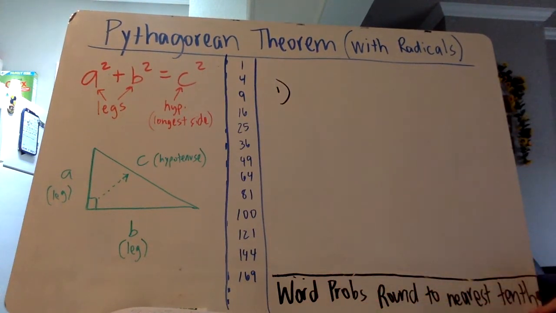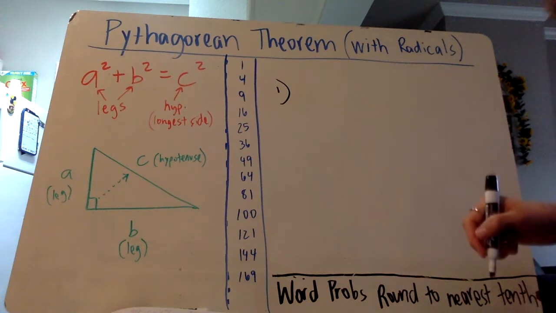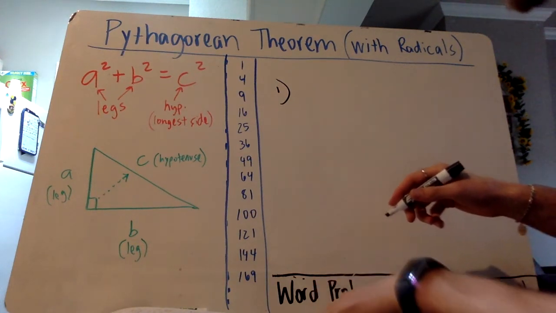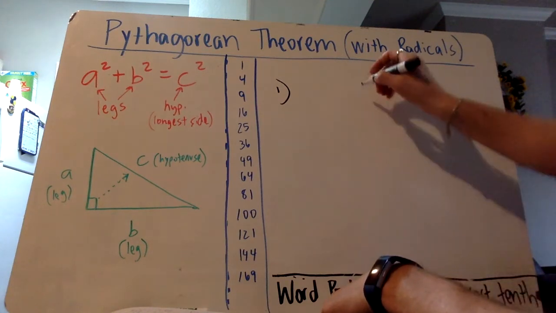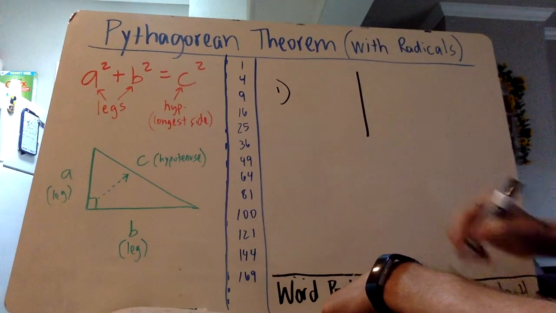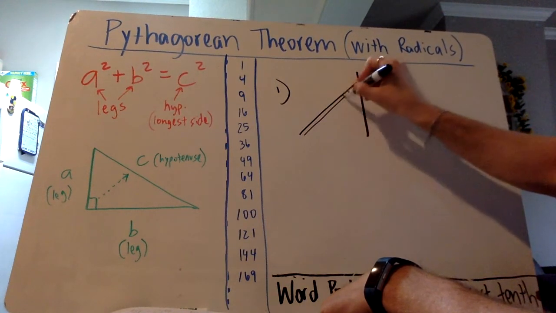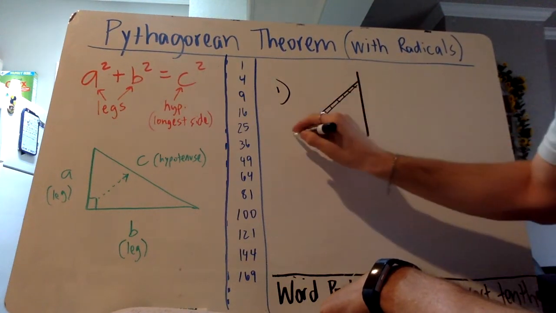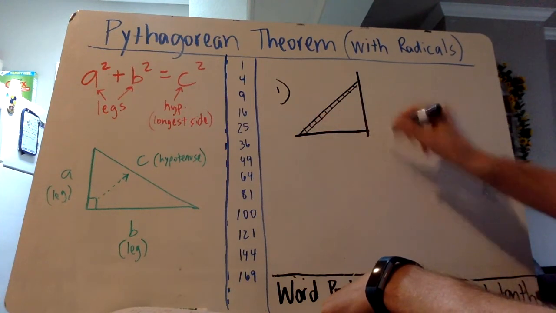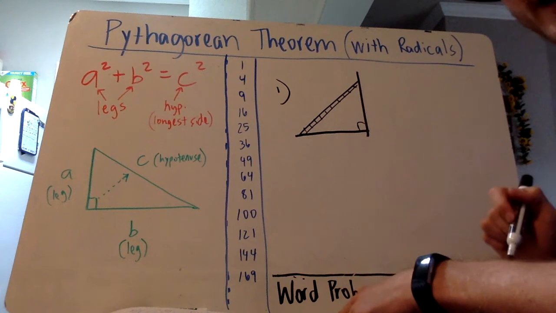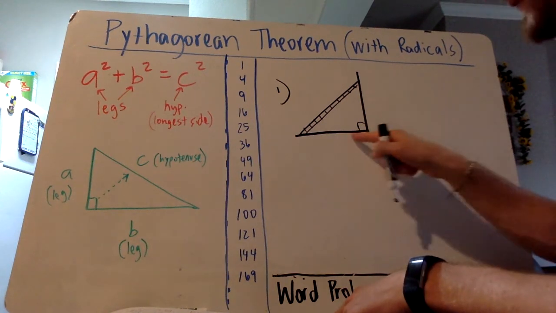Again, this is number 1, word problems. Word problems, just round to the nearest tenth. Okay, so here's our picture. The bottom of a ladder must be placed 3 feet from the wall. Here's my wall. Here's my ladder. The ladder's leaned up against the wall, so that is 90 degrees right there. The bottom of the ladder is 3 feet from the wall.